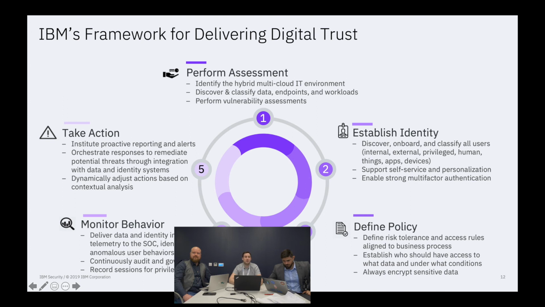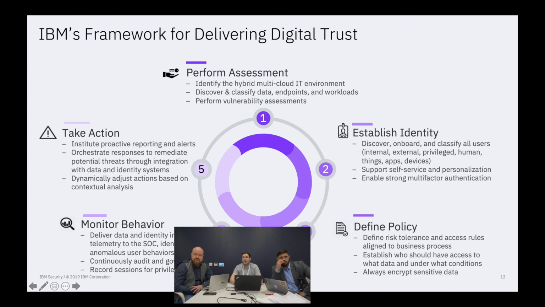Obviously, step number 1 is perform the assessment, and we introduced it. So you need to take a step back and identify exactly where your data is. Hybrid multi-cloud IT environments, do you know where it is? Can you classify it? What endpoints, what workloads, where is it? And then perform your vulnerability assessments to gain more insight into exactly where you need to start.